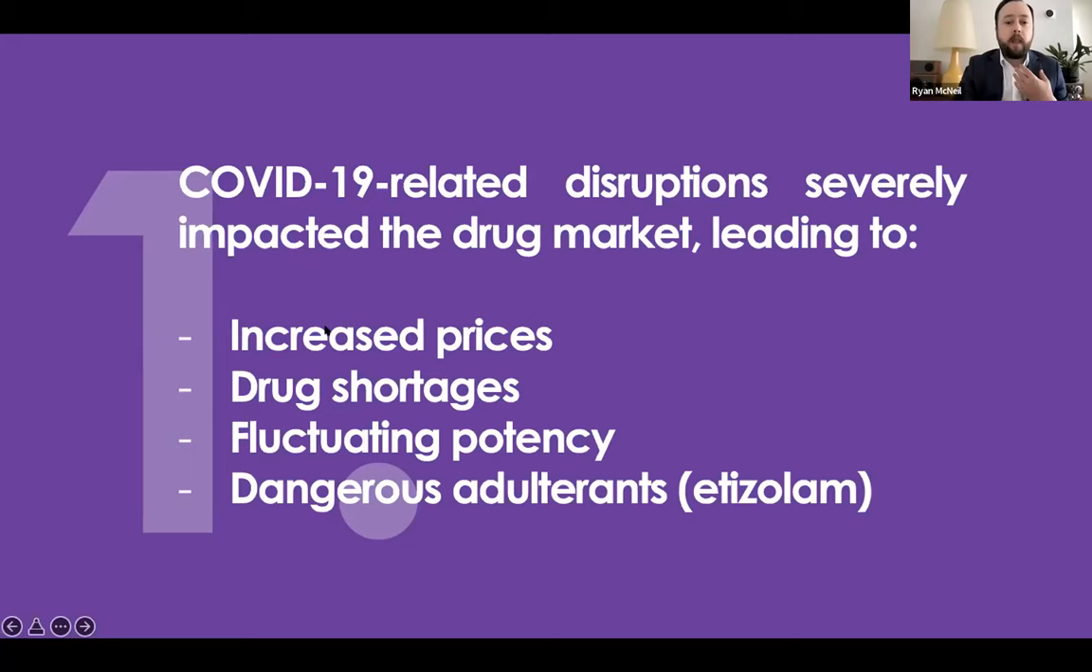COVID-19 led to severe disruptions in the illicit drug market that led in the immediate term, particularly to increased prices, drug shortages, fluctuating potency, particularly of fentanyl, where there were pretty sustained and significant swings in potency, and a greater prevalence of dangerous adulterants within the supply. And if you recall back to that earlier slide, you see rising deaths involving benzodiazepines. Very specifically, we saw an uptick in etizolam in the illicit opioid supply.